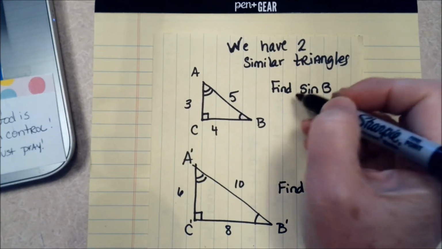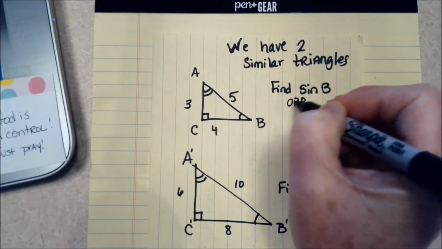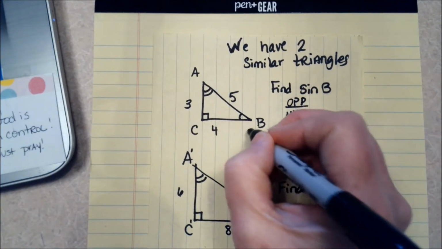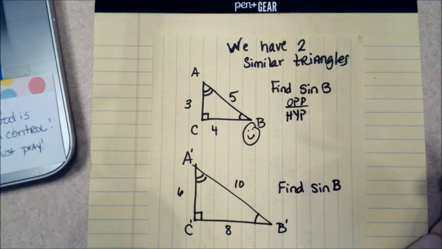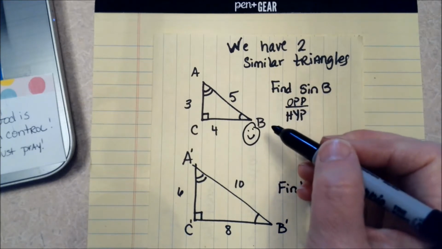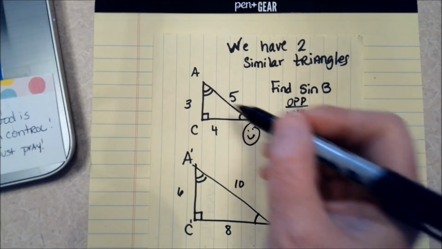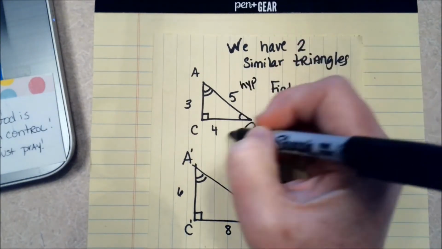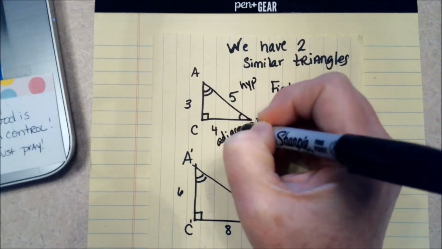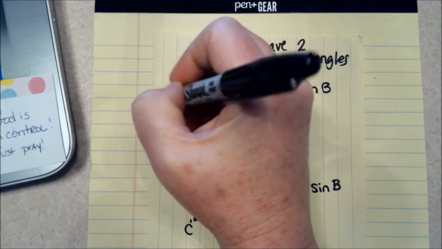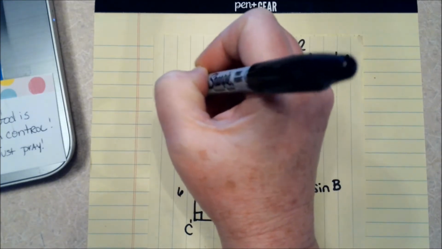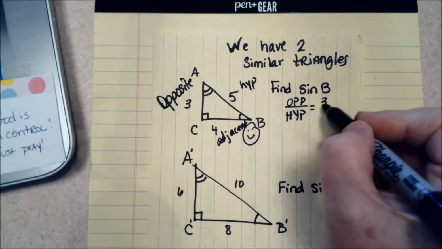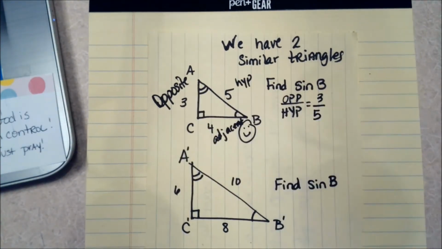Now remember that sine is the opposite over the hypotenuse. So if you are situated at B and you want to know which one is the opposite, it's the one that doesn't touch you. This is your hypotenuse, this is your adjacent, and this is your opposite. So the opposite is 3 and the hypotenuse is 5.